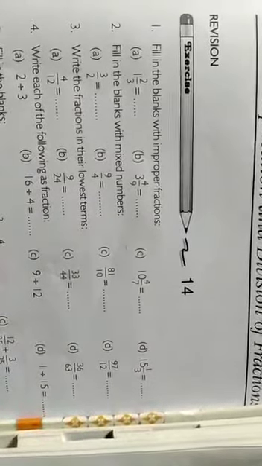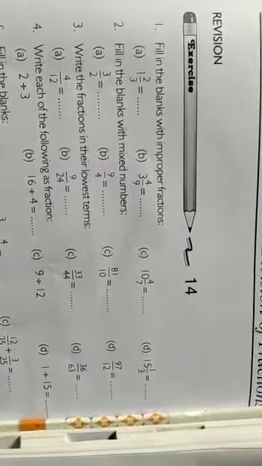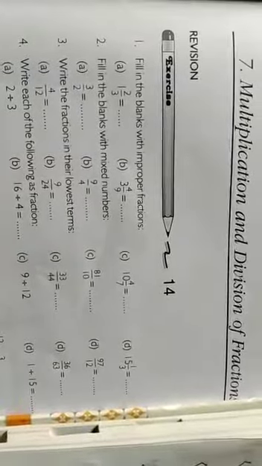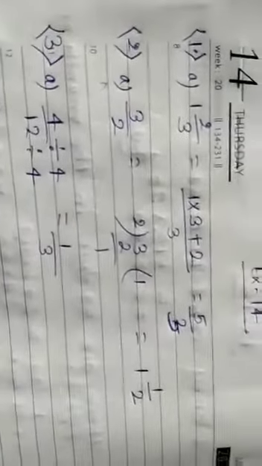So students, how to convert a mixed fraction into an improper fraction? Look at the solution given here. 1 whole 2 by 3 is equal to what? Firstly we will multiply the denominator by the whole. 1 multiplied by 3 is 3, plus the numerator 2, that is 5. 5 by 3 is the improper fraction of 1 whole 2 by 3.